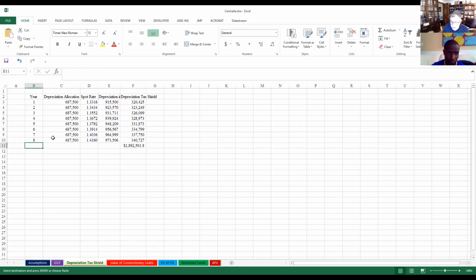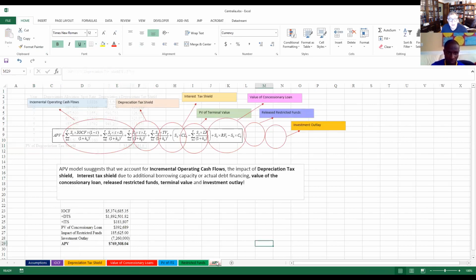So what I have here is the present value of the depreciation tax shield. With this, we captured this part. This is the second part, the impact of the depreciation.